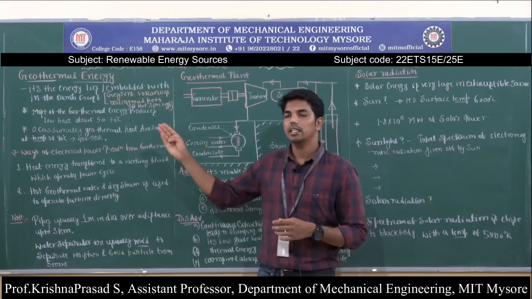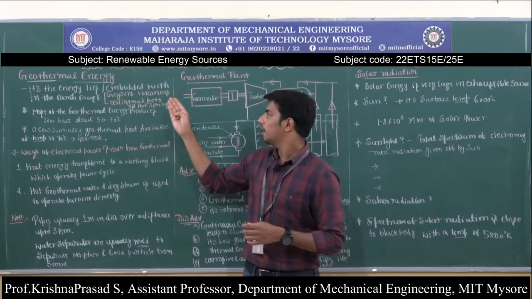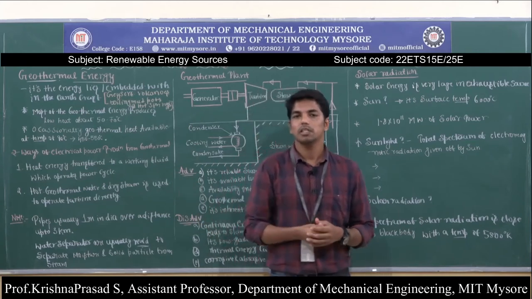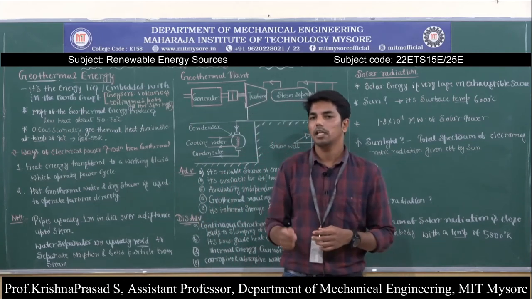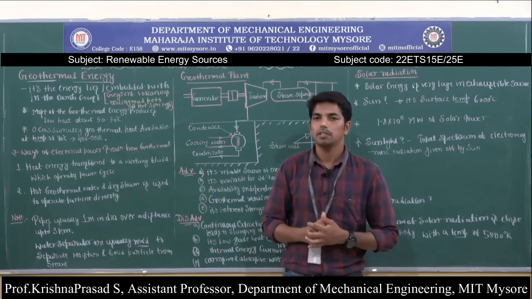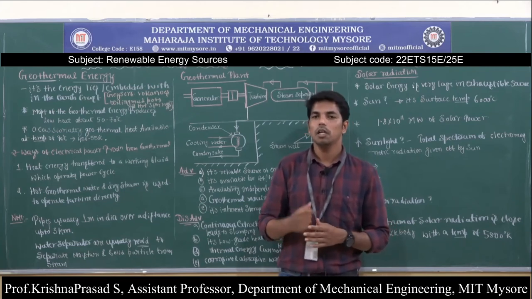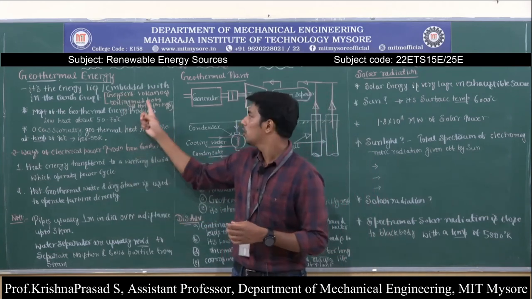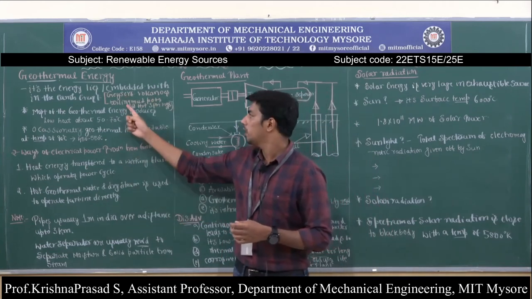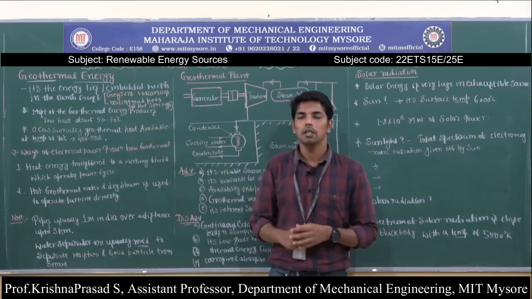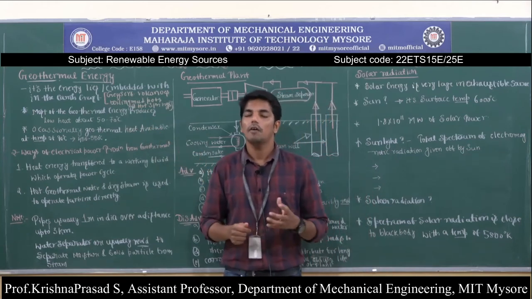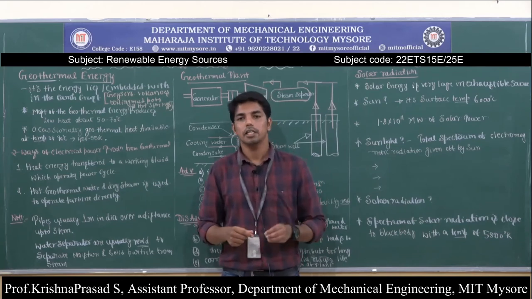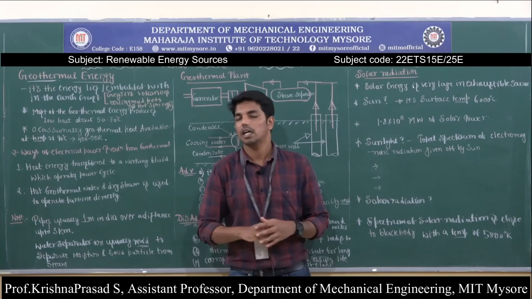Geothermal energy is the energy which lies embedded within the earth's crust. Or we can also say that geothermal energy is the heat energy stored deep inside the earth's crust. Then what are the examples of geothermal energy? That is very important. The main examples of geothermal energy are geysers, volcanoes, boiling mud pots and hot springs. These are all evidence for the availability of geothermal energy or heat energy deep inside the earth's crust.